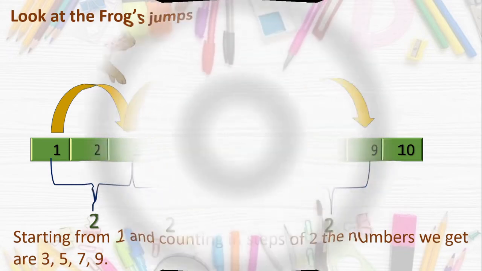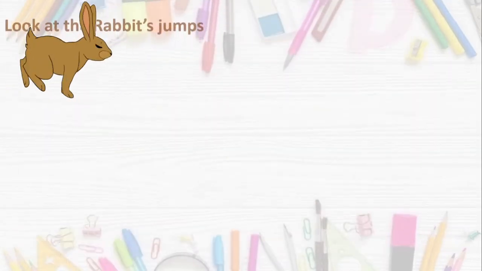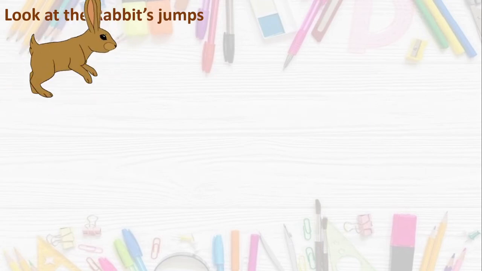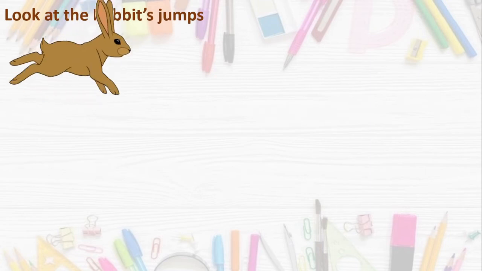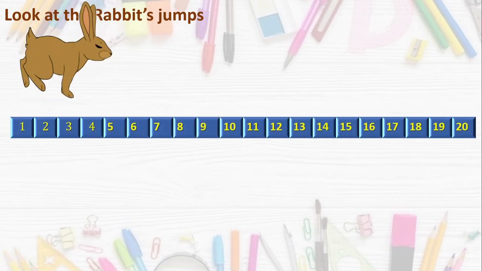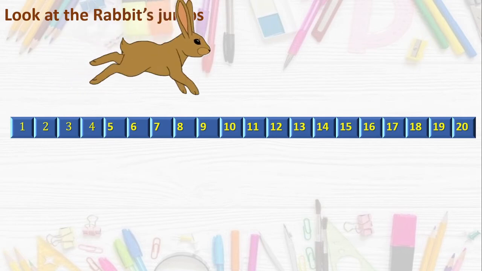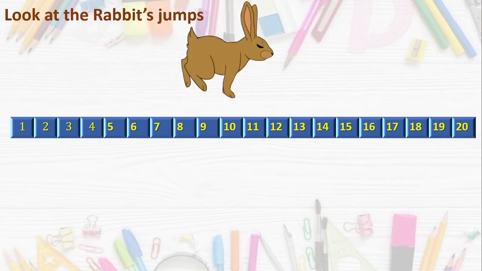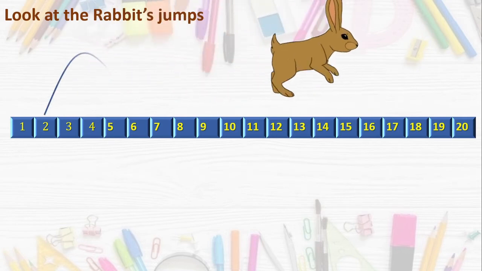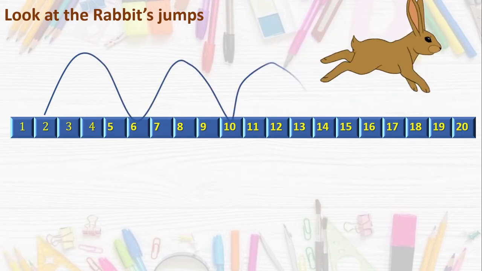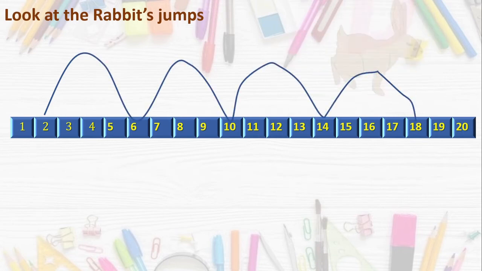Let's move to one more example. Here we can see the rabbit is jumping. Right? We will draw a number strip that has 1 to 20. Now see dear children, the rabbit is jumping from one number to another number. Can you see here? We will draw the line. Okay. Now we have drawn the line. Correct?